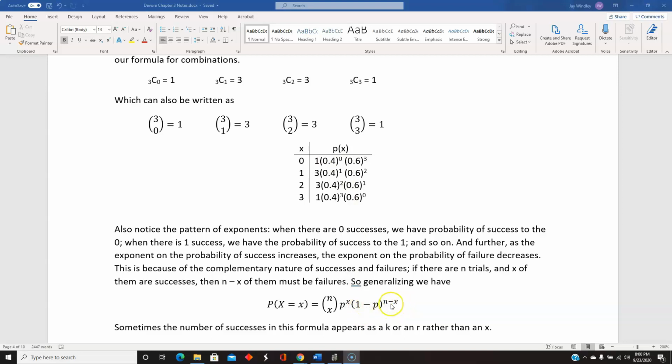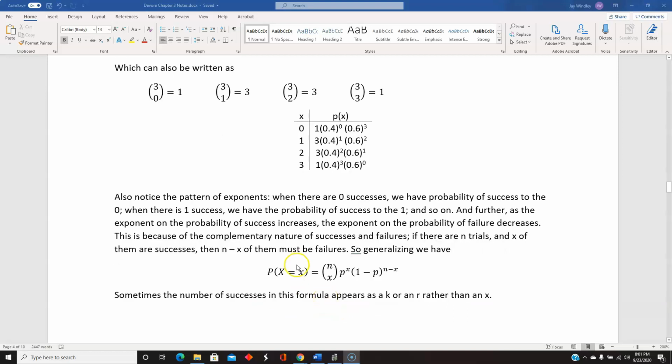And some people get freaked out by this exponent, but this exponent is just a way of saying that if you've had 0 successes, you had to have 3 failures. And if you've had 1 success, then you had to have 2 failures because the total number of trials is n. So the number of failures is n minus whatever the number of successes was. So sometimes you see this formula with an x in it, and sometimes you see this formula with a k in place of the x, or maybe an r in place of the x. But that's kind of a common formula for binomial.